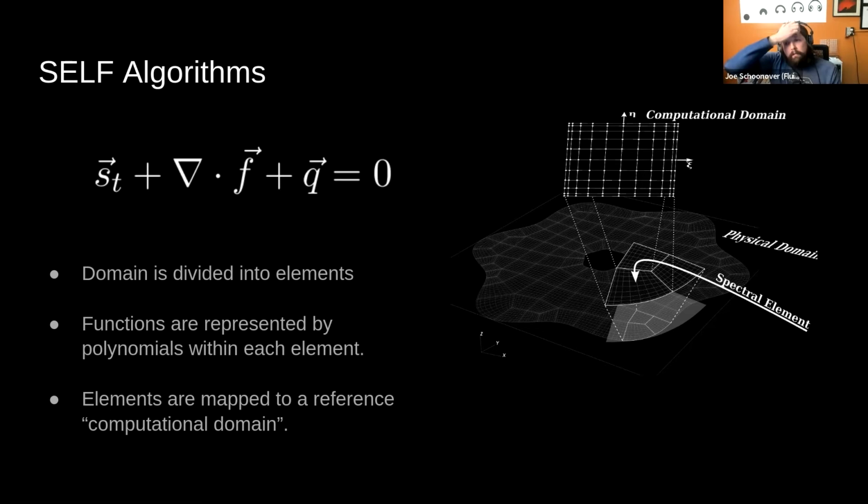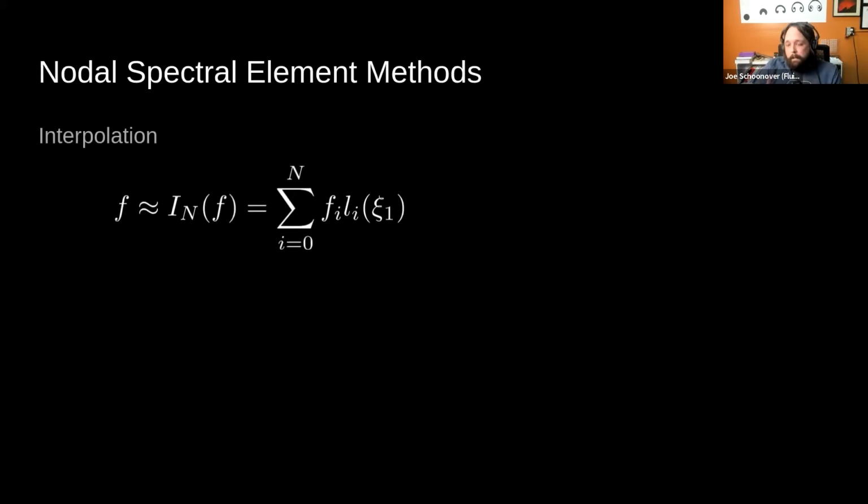Now, when we do this in physical space, each element gets mapped to what's called a computational domain. In the process, we keep track of all these metric terms. So computing a divergence is not as simple as just taking a derivative of a bunch of interpolants. We also have to take into account metric terms in the process. We'll talk about that in a minute.